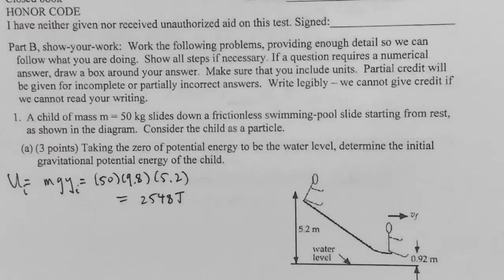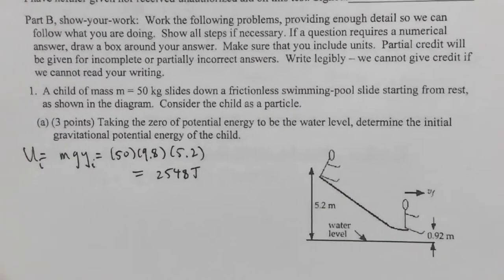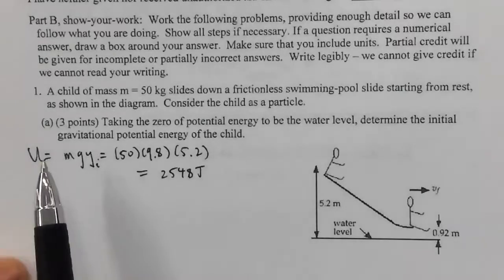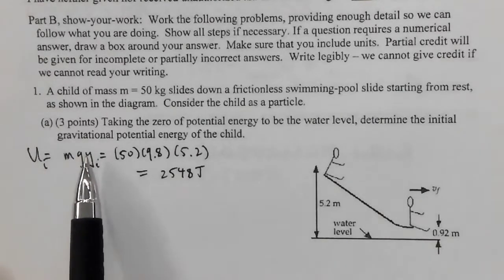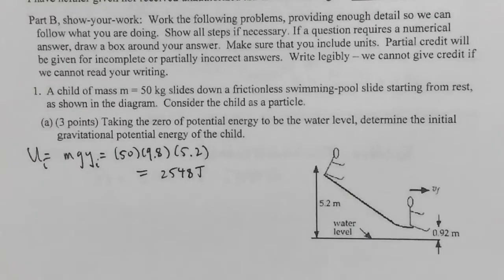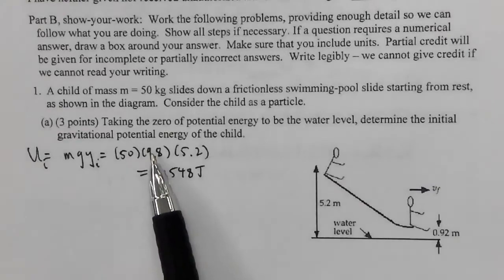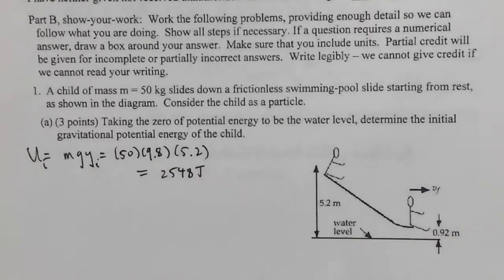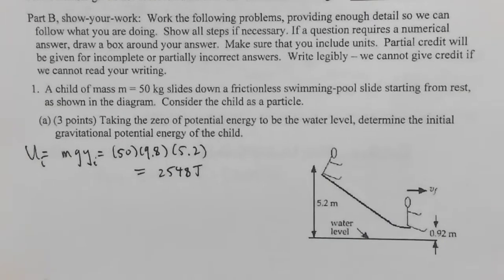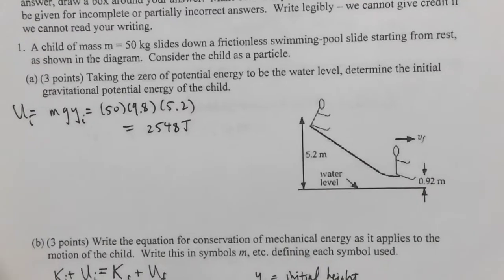Okay, so let's just calculate the gravitational potential energy of the child. We know the child relative to the water level is at a height of 5.2 meters. So the formula for the gravitational potential energy is just m times g times y initial. Plug in: the mass is 50 kilograms, 9.8 is g, 5.2 is the height, and so we get 2,548 joules. Any questions about this? It's not so hard, right?